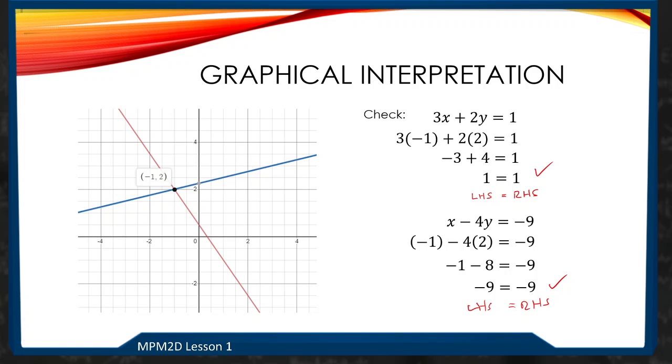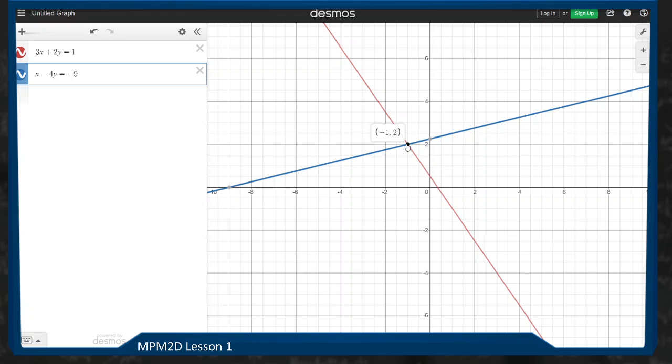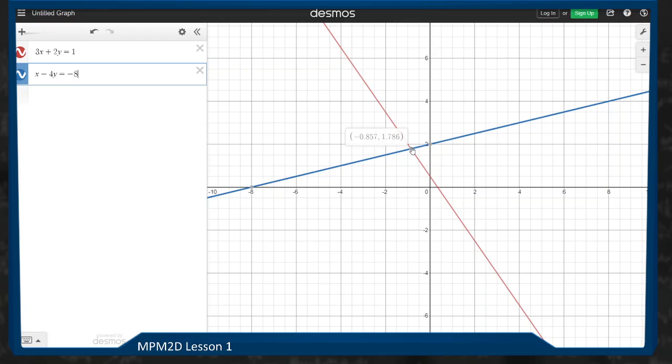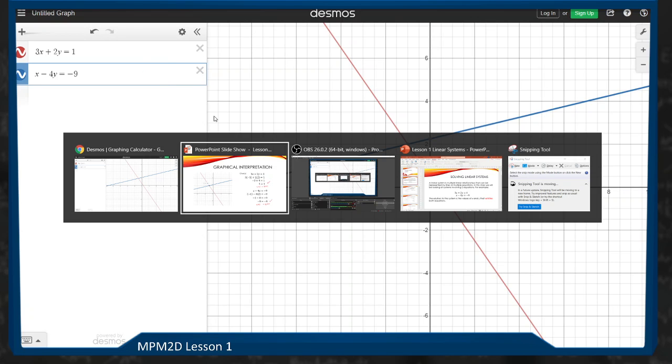So this is a graphical way to solve this. Now, what happens if our lines aren't so nice? This has a nice solution of negative 1 and 2. What if it was slightly different? What if I change this to 8 or something? It'll give me some strange decimal or something like that. We need to find a better method, a more precise method, a more algebraic method, and we're going to have two of these.